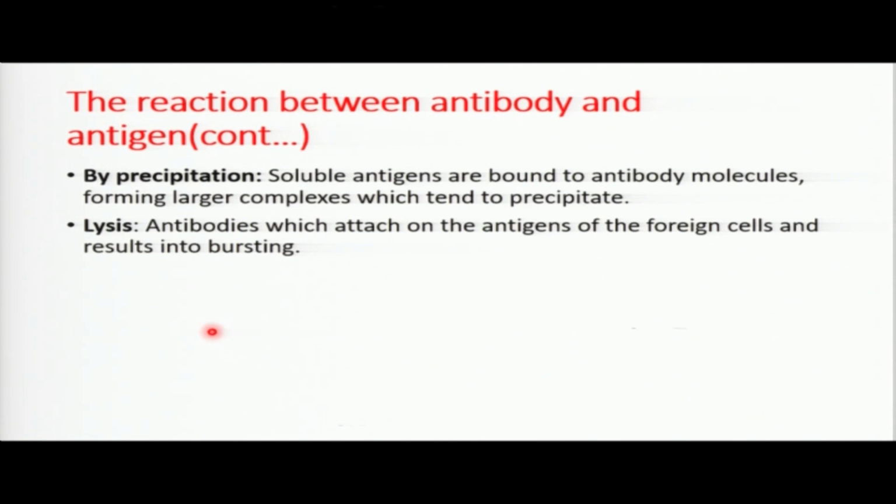Another way for antibodies to react with the antigens is what you call precipitation. The antigens have now to be soluble. They are going to be soluble into the antibody molecules. Once they are dissolved into antibody molecules, it can help them to be destroyed easily. Are you together? Then lastly is lysis.